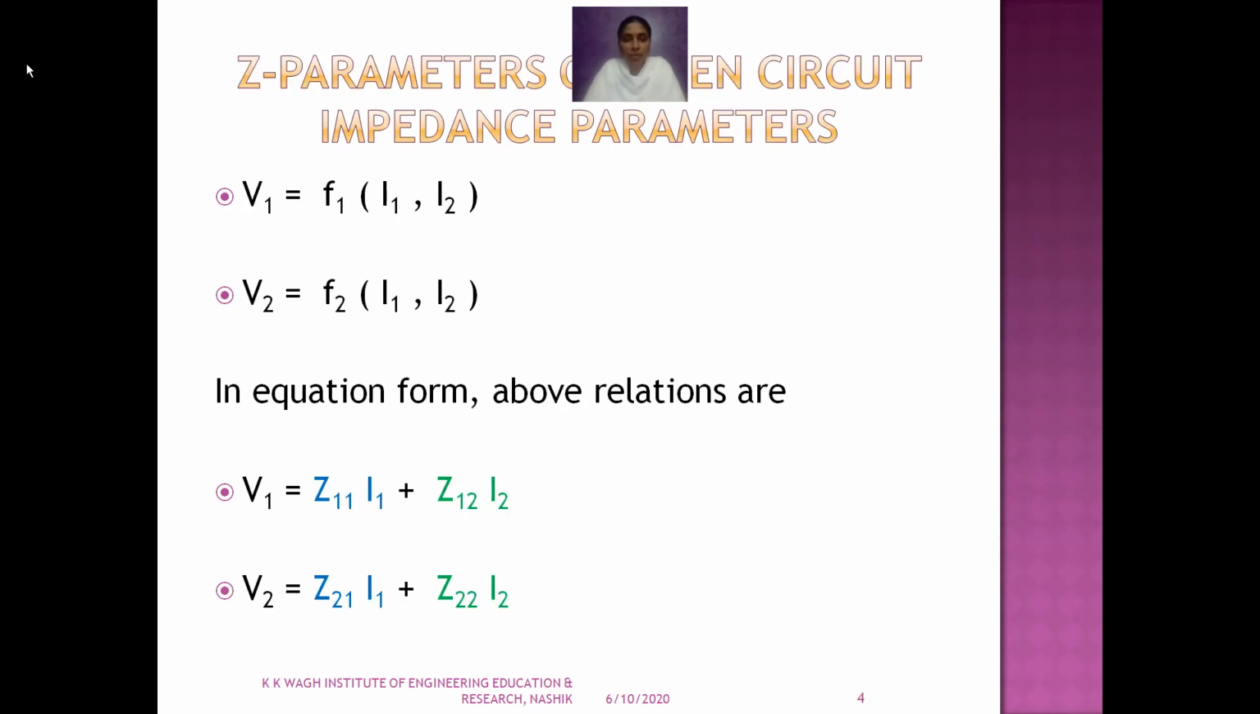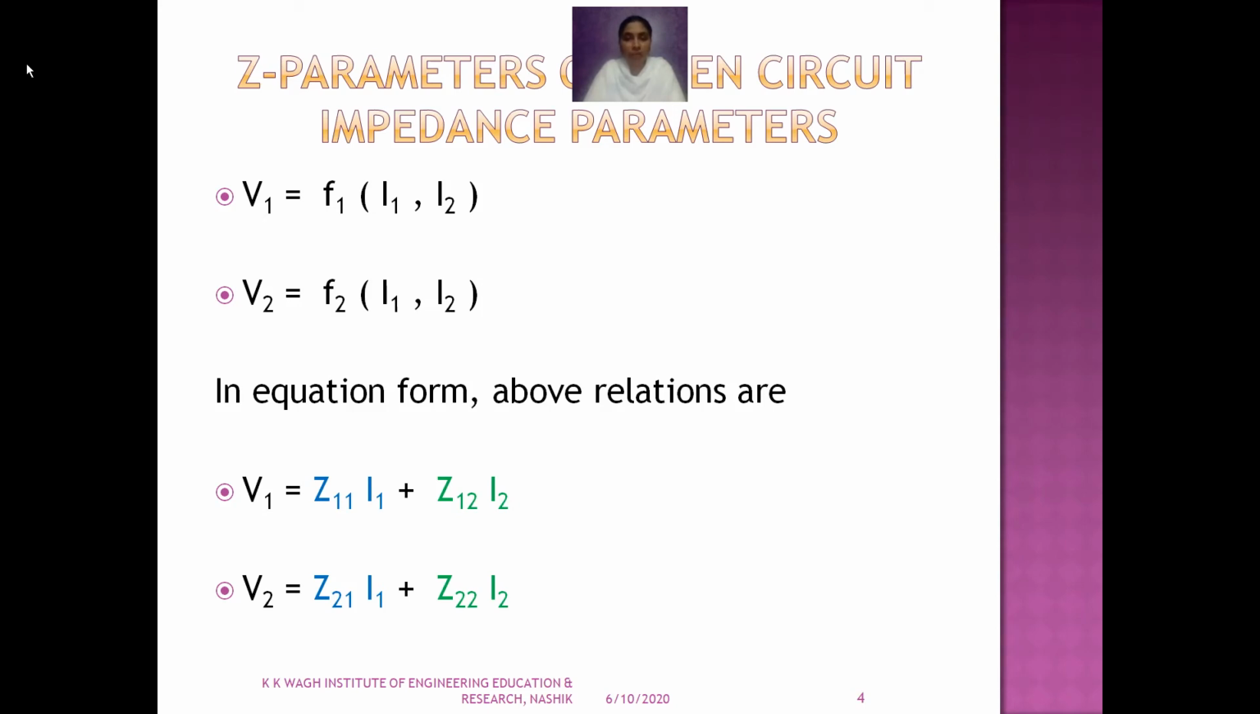Now let us see what we mean by Z parameters or open circuit parameters. Z parameters are also called open circuit parameters or open circuit impedance parameters. In Z parameters, V1 is a function of currents I1 and I2. V2 is a function of currents I1 and I2. So basically V1 is the voltage at port 1, I1 is the current entering port 1, V2 is the voltage at port 2 and I2 is the current entering port 2.